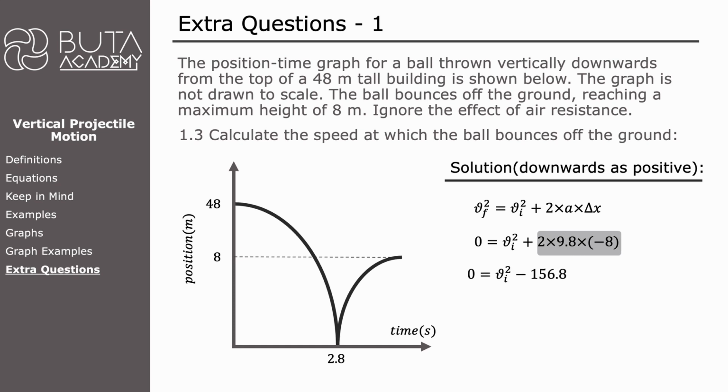2 times 9.8 times minus 8 is equal to minus 156.8. Hence, the square of the final velocity is also 156.8. To calculate the final velocity itself, we must take the square root of this value. After bouncing, the ball moves upwards, so its velocity must have a negative value. In this case, we are asked to calculate the speed of the ball. As speed is a scalar quantity, its value is positive 12.5 meters per second.